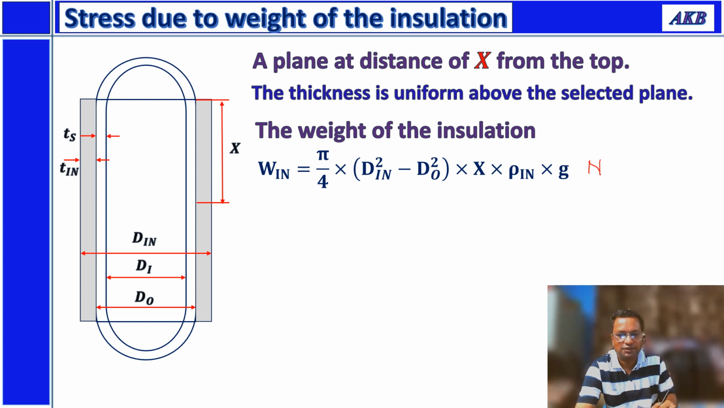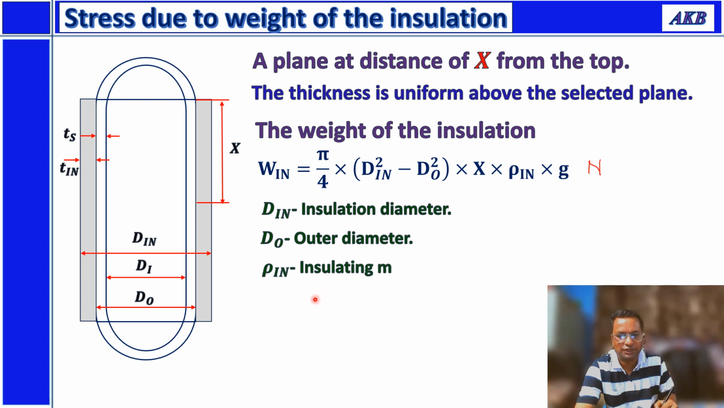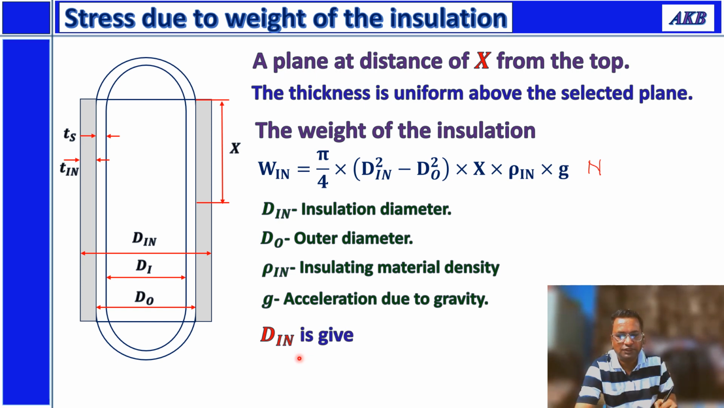You can check this. So Win is pi by 4 into din square minus dO square into x into rho in into g. din is the insulation diameter, I'll tell you how to get that. dO is the outer diameter of the shell, rho in is the insulating material density, and g is acceleration due to gravity. And how is din obtained? din is given by this formula: din will be outer diameter plus 2 times the thickness of insulation. So you can calculate din using this formula: din is equal to dO plus 2 into tin.